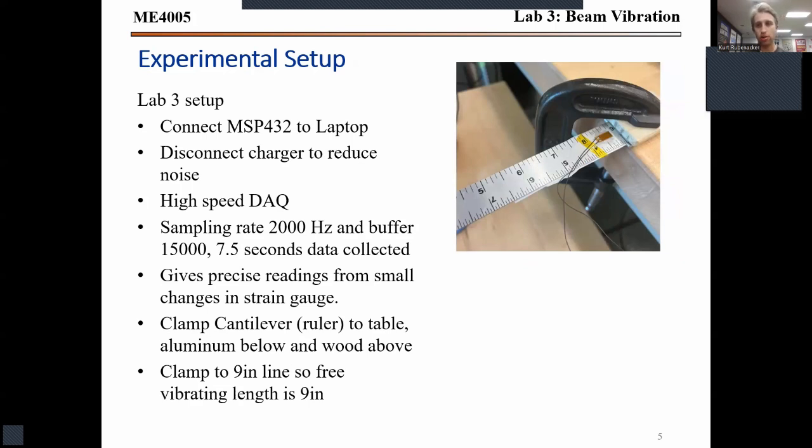Make sure your charger is not plugged in and your phone is farther away, so you have less noise. Use the high-speed DAC as it's just way more accurate. It's way better than the normal speed DAC. Sampling rate is 2000 hertz, with a buffer of 15,000 samples, so 7.5 seconds of data. This gives precise readings from the very small changes in a strain gauge, which is what a strain gauge gives. The cantilever must be clamped to the table, giving about 9 inches of vibrating length. So from the tip to the fixed end, the actual vibration length is 9 inches, not 12.